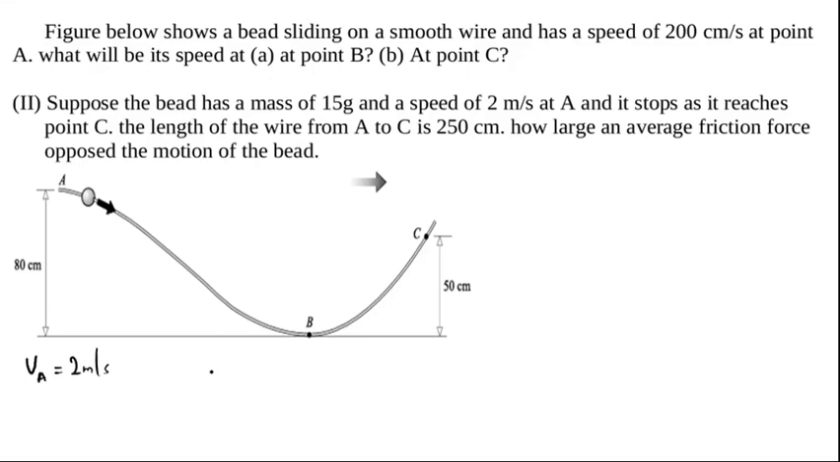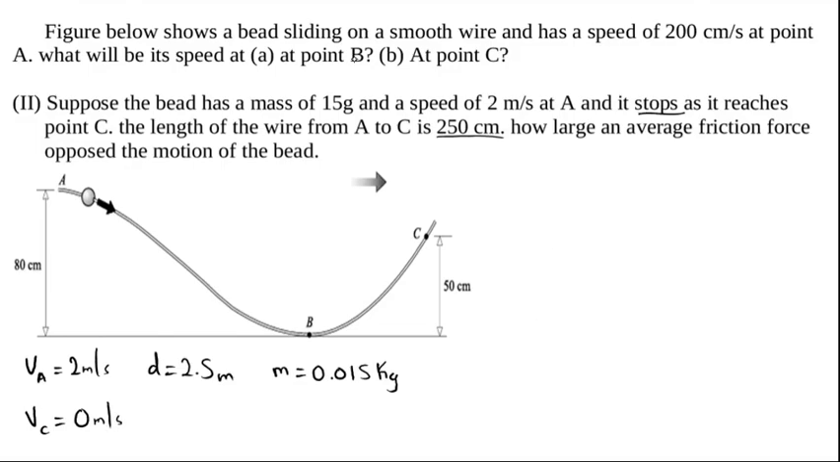Okay. So we have the distance from A to C. It's 250 centimeters. So that distance is simply 2.5 meters. I'm given the mass as 15 grams, so divided by 1,000, the mass is 0.015 kilograms. Okay. What else do we have? Now remember, it stops at point C. This means that the velocity at C, since it stops, is 0. That's basically the information that we have.